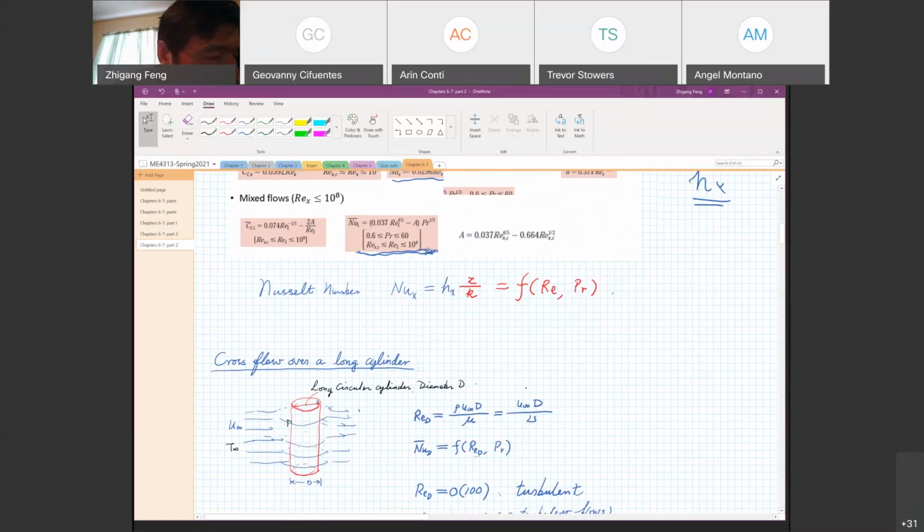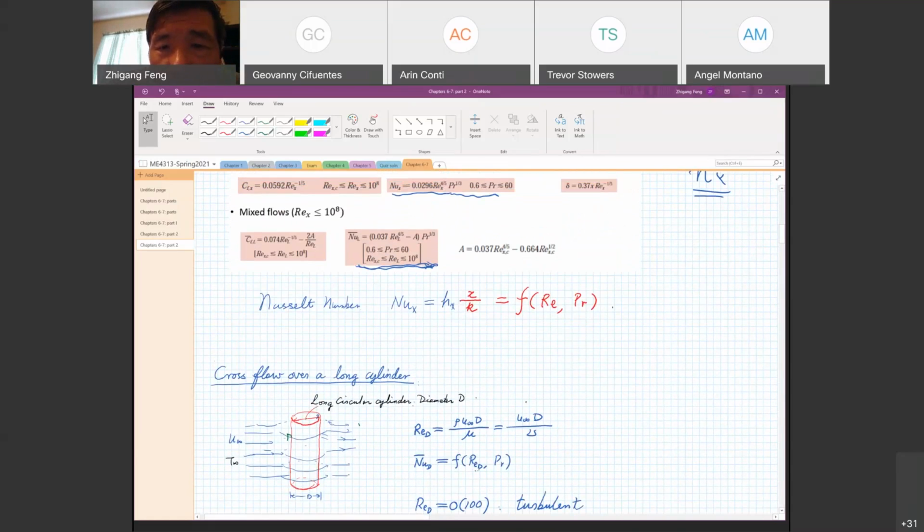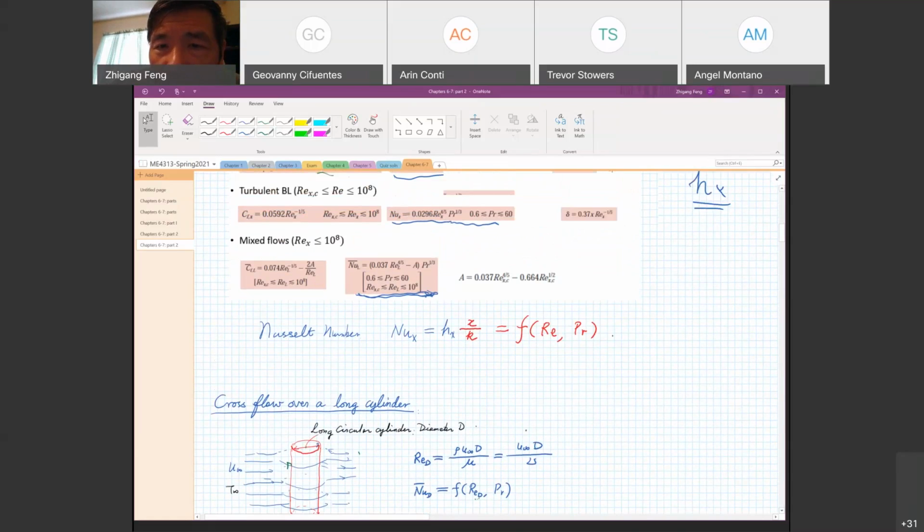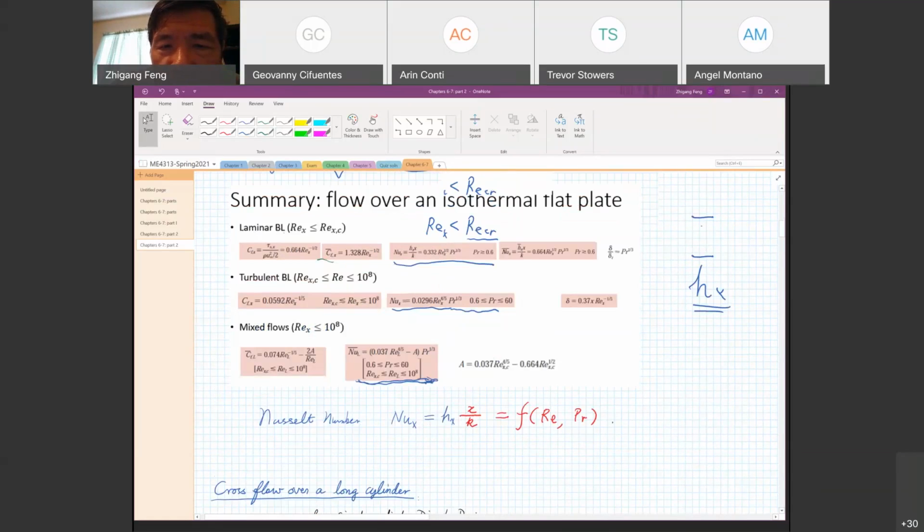So that's what we learned last time. Flow over a flat plate. And the calculation is quite straightforward. Once you know the type of flow, you just pick the formula from this table and find the Nusselt number. And then you determine h using the Nusselt number multiplied by k of the flow divided by x. k has to be the thermal conductivity of the fluid.